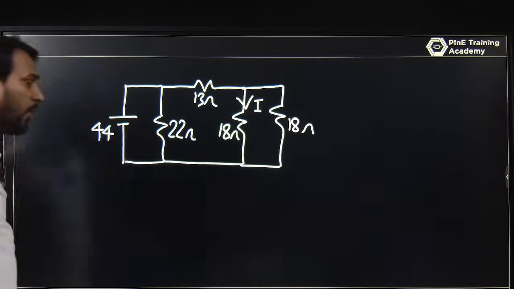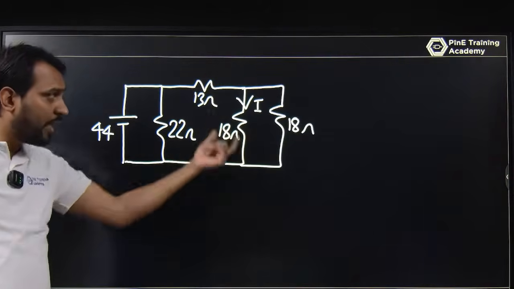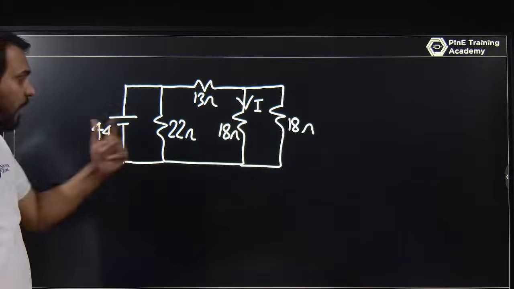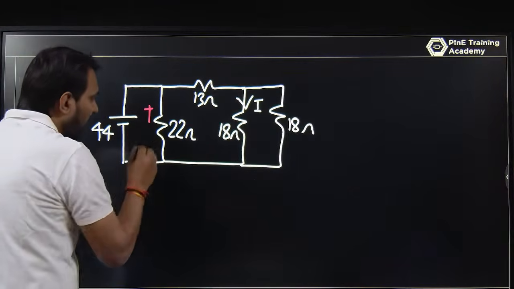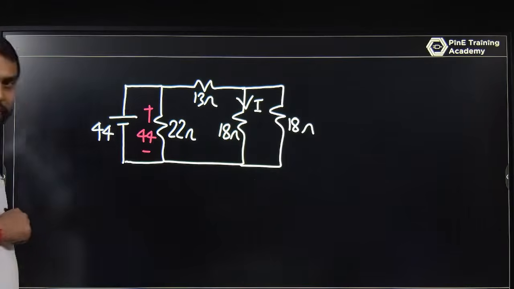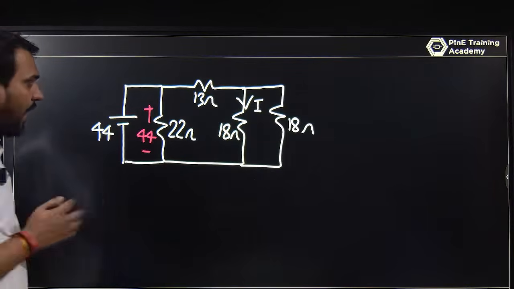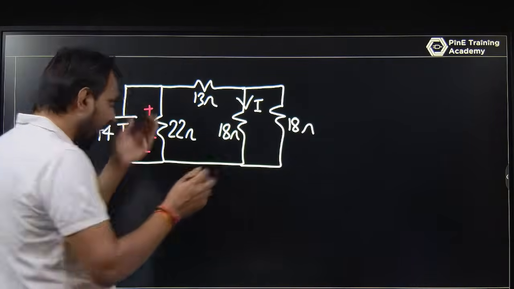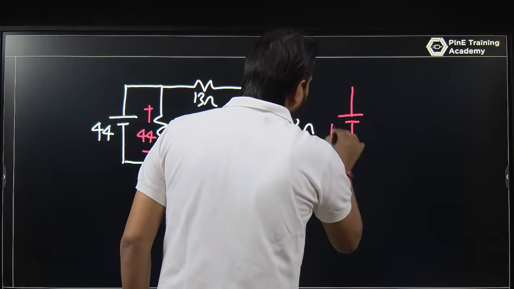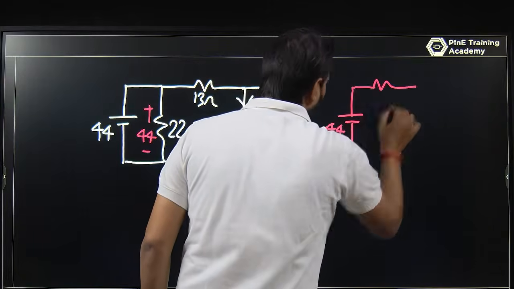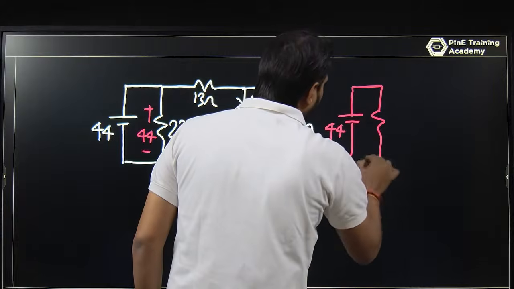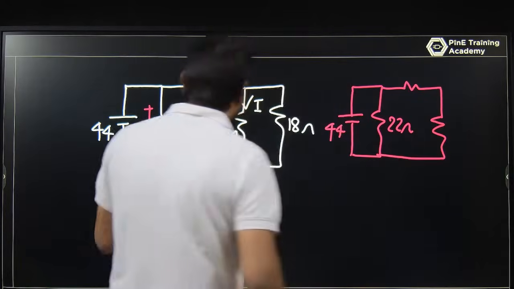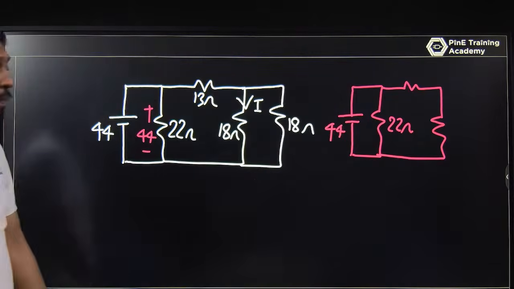So if you know the voltage across this branch, you can determine the current, or if you know the current, the voltage. So what can we do? Here it is 44 volt, sorry, and they are in parallel. So basically, I am just writing it this way. This is 44 volt, this is 13 ohm, this is 22 ohm, this is 13, and this 18 and 18 become what? They are in parallel, it becomes 9.